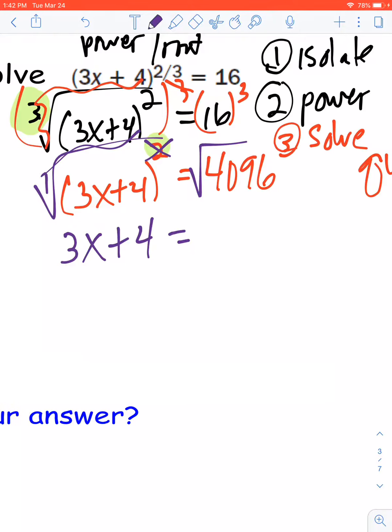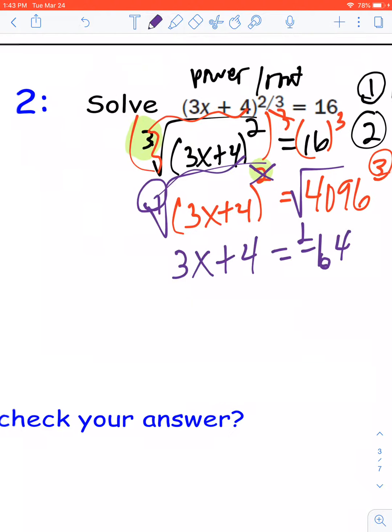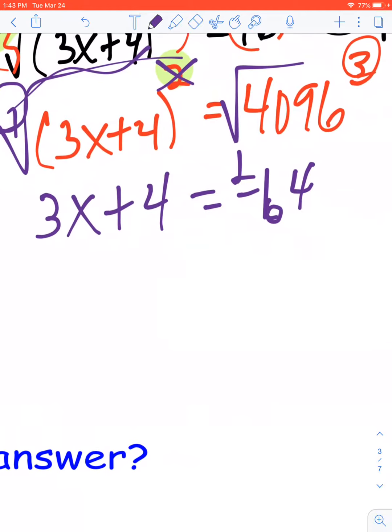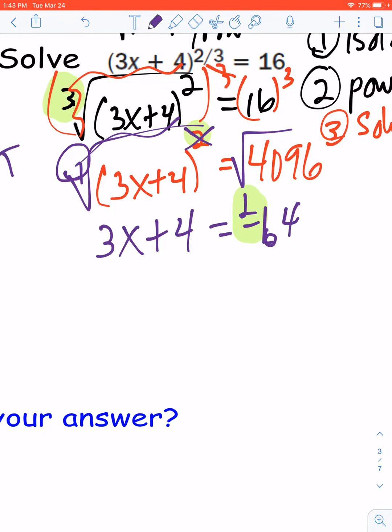But friends, this is what you have to remember. Whenever you take an even root on both sides, I believe there's a fourth root problem in your homework, you get a plus or minus.